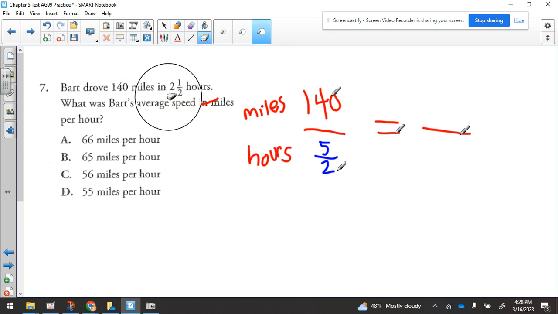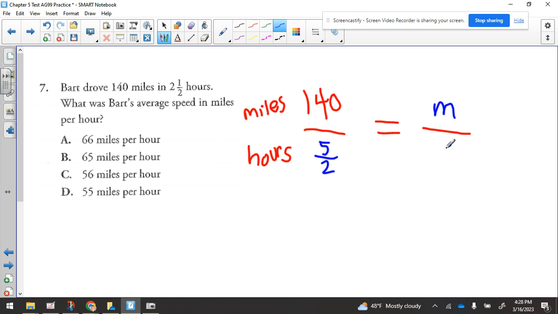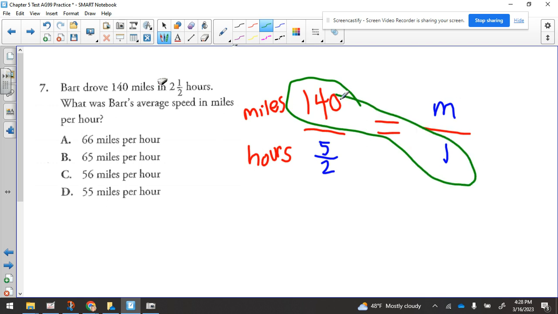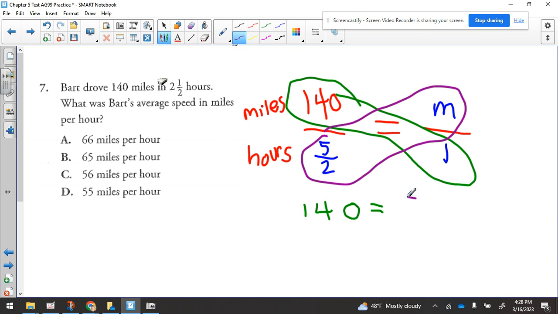All right, now if we look at the next part of this question, it says, what was Bart's average speed in miles per hour? So that means we want to know how many miles we are going in 1 hour. This means you would read this ratio as miles per 1 hour. All right, so now let's look at our cross products. One of the cross products is right here: 140 times 1, that would equal 140. What's the other cross product? It would be going this way: 5 halves times m.